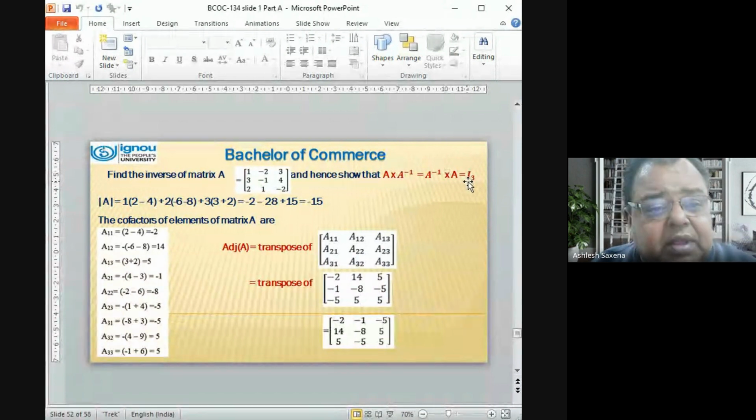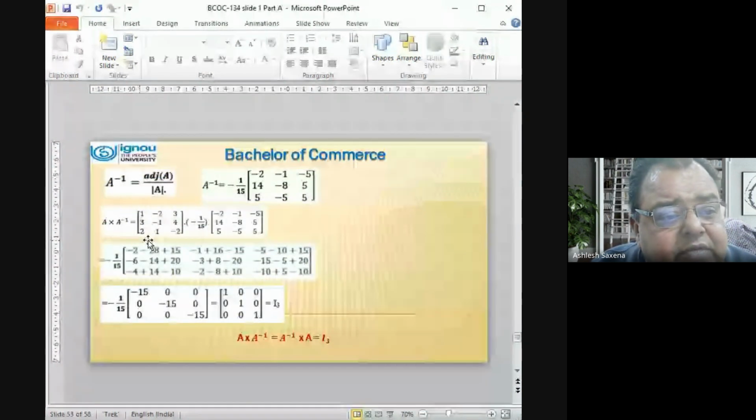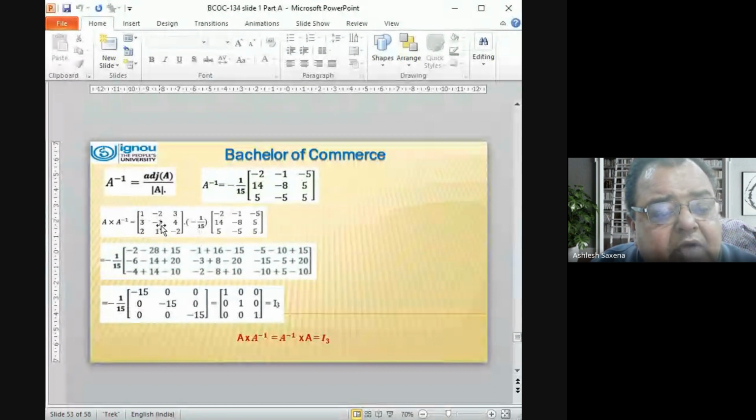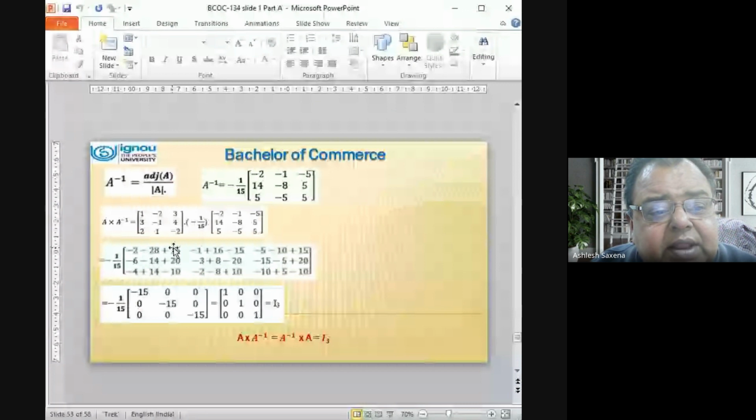Now we will see A into A inverse. So we will be taking this away and we will be multiplying these two. Now if you remember, multiplication is always done from left to right, top to bottom. 2, 1 into minus 2, minus 2 into 14, plus 3 into 5. You can see these numbers are written over here. Similarly, for this to this, 1 into minus 1, plus minus 2 into minus 8 is 16, plus 3 into minus 5 is minus 15.